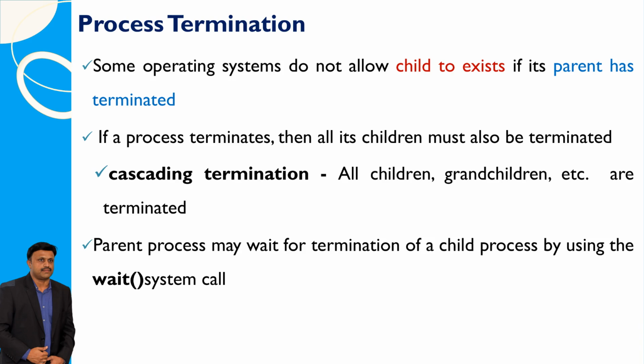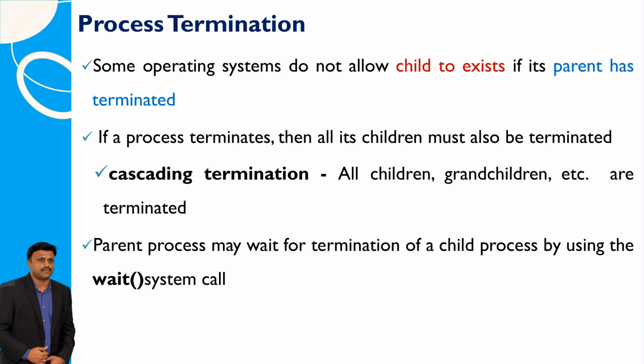In the context of process termination in operating systems, certain systems enforce a rule where if a parent process ends, its child processes are also terminated. This principle, known as cascading termination, ensures that not only the direct children but also their descendants are terminated.